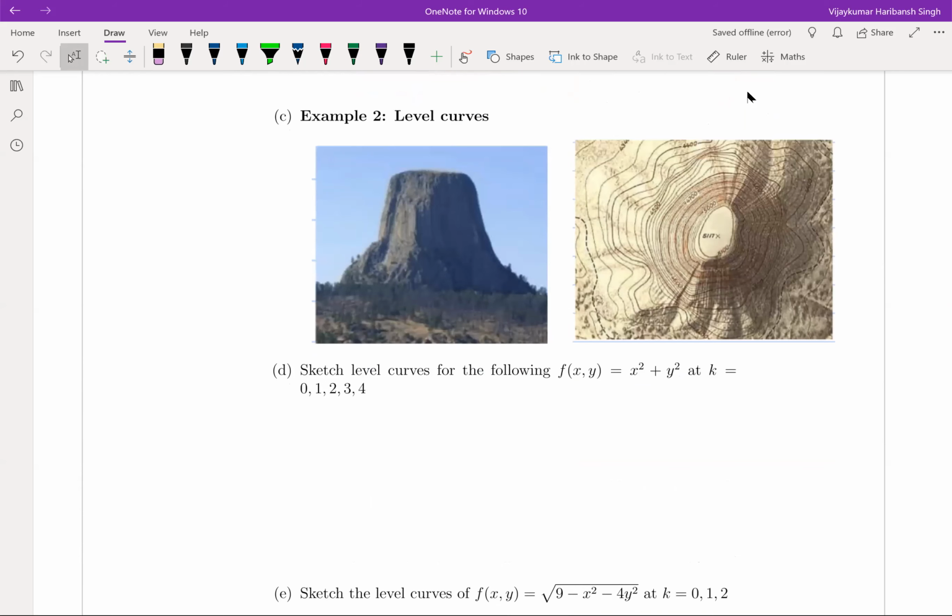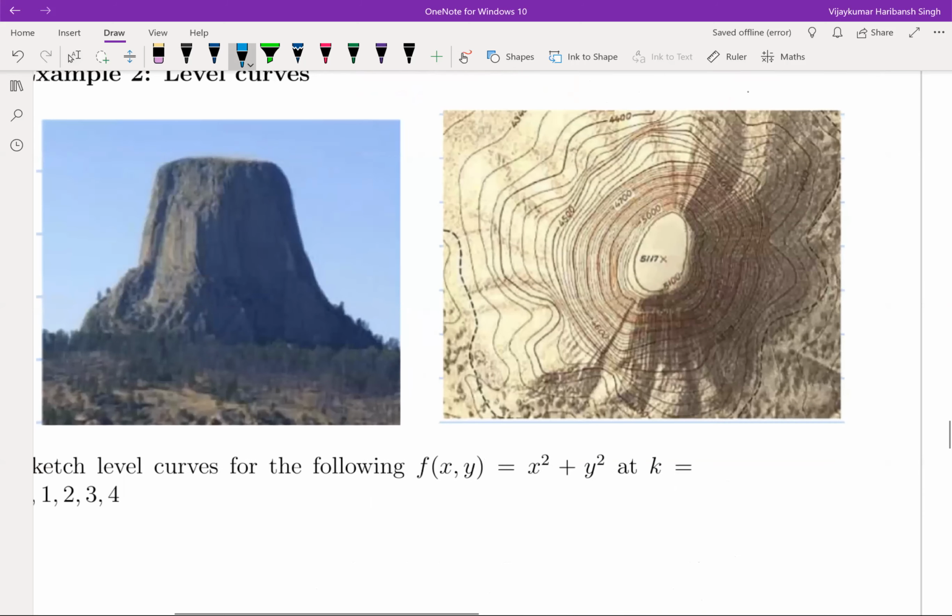You see this mountain, and here are the level curves. If we zoom out, we are asking when k equals 5100, so when is the height equal to 5100. This is that. Then when is the height 5000? It's basically this curve. When is the height 4700? These are the level curves we get.